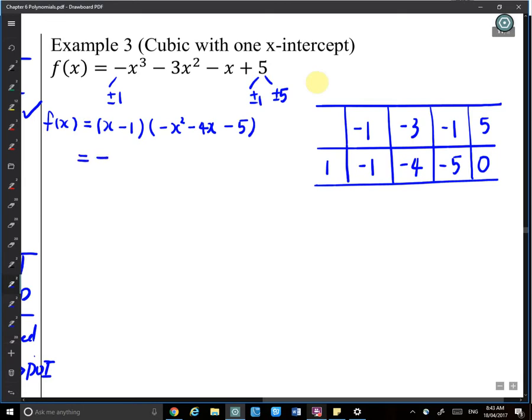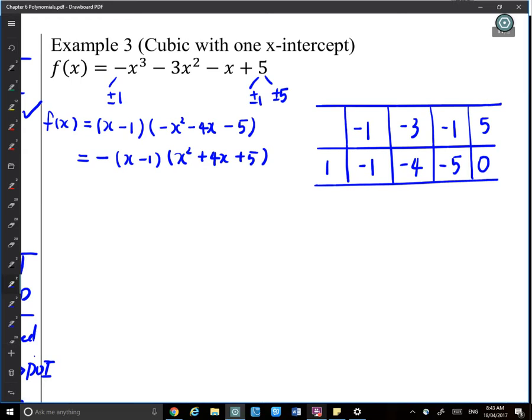So what I can do is put the minus in front. It's not necessary to do that, but I think if you take the negative, it can look better, so it's all positive numbers. And the next thing is, I'm going to factorize this quadratic.